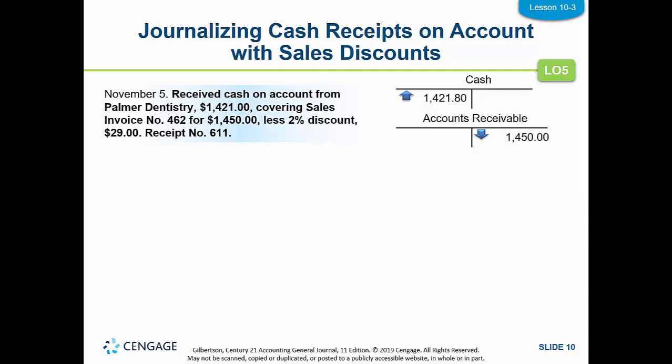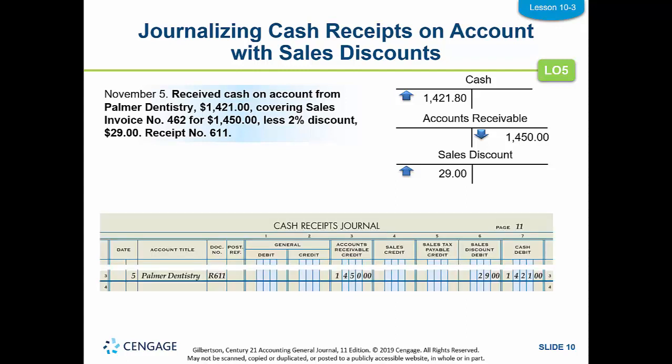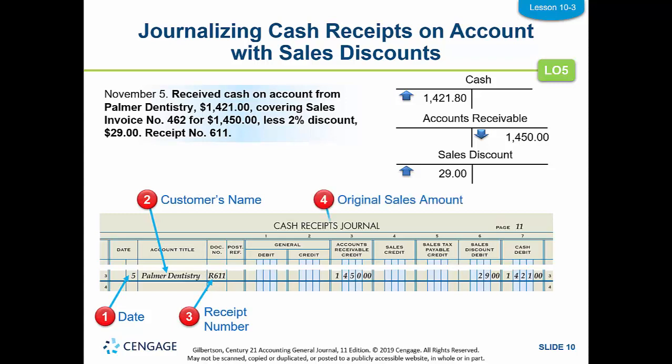So cash is going up, accounts receivable is going down, sales discount is going up because we have more customers that are taking advantage of that. So sales discount, again, has a debit balance. So the date, account title, receipt number, accounts receivable is the amount of the original invoice.